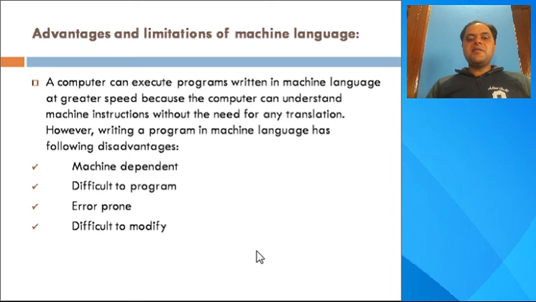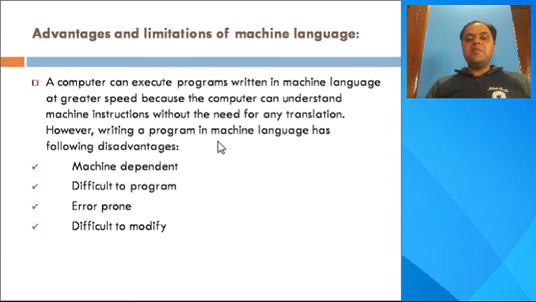Now some advantages and limitations of machine language. What are the advantages? A machine can execute a program written in machine language at greater speed because the computer can understand machine instructions without the need for any translation. Its speed is very high because we don't need to translate that program into any other language. A program written in the form of 0s and 1s runs very fast.